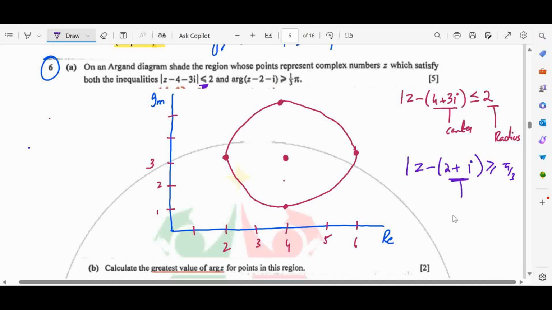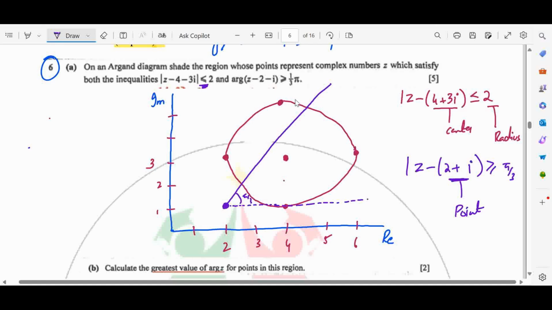This will be the point where we have to draw a horizontal line. This point will lie here at 2 and 1: on the real axis it's 2 and on the imaginary axis it's 1. Here we simply draw a horizontal line, and then we need to draw an angle of pi by 3. So pi by 3 is, let's say, it lies here. This will be the angle pi by 3.